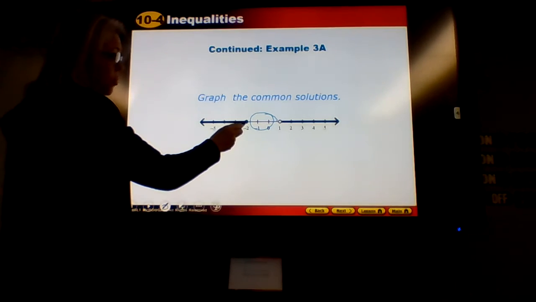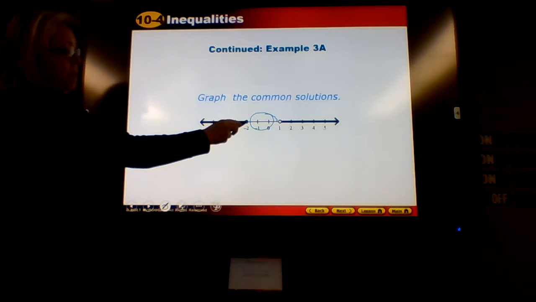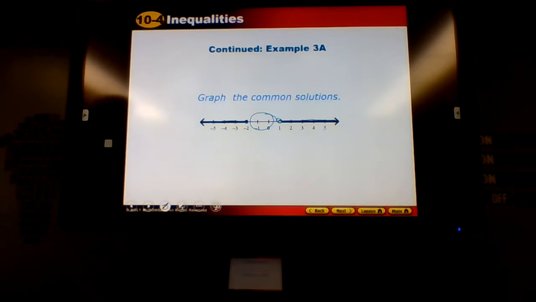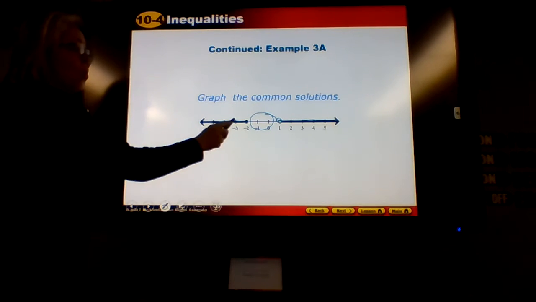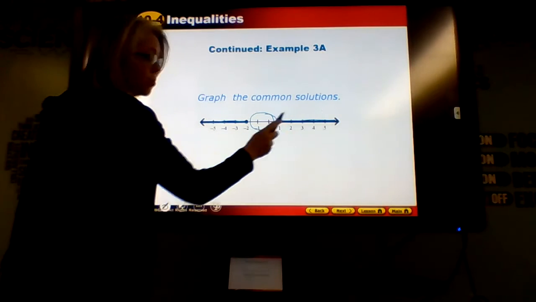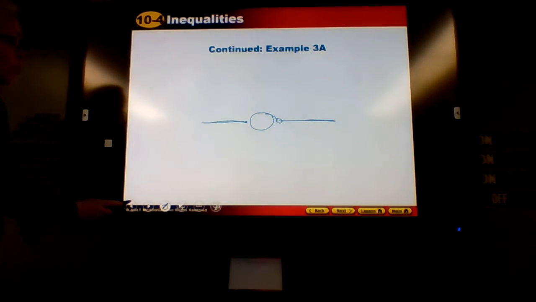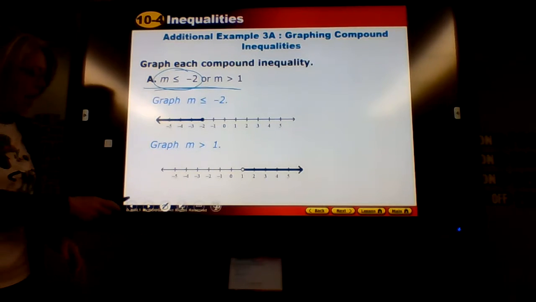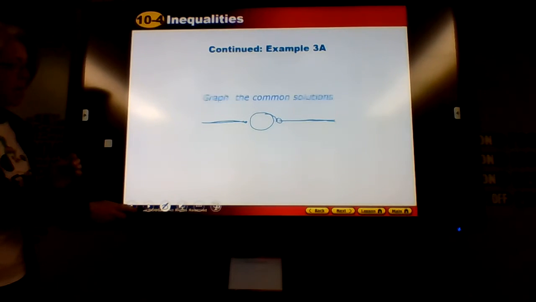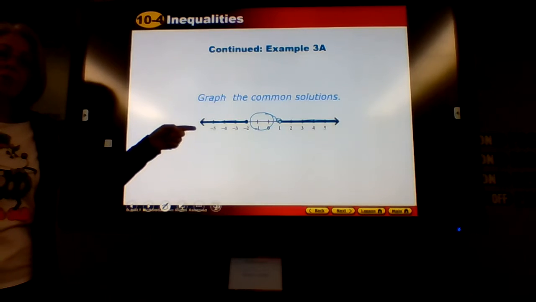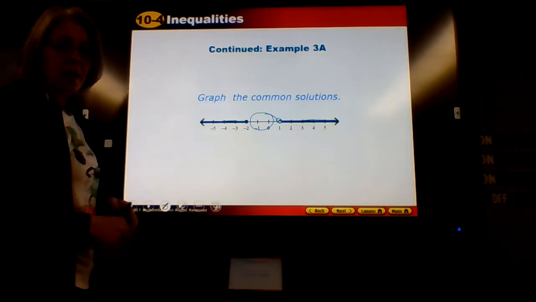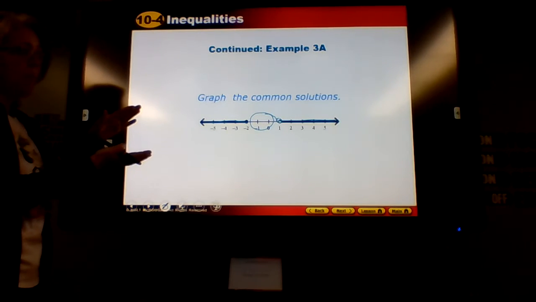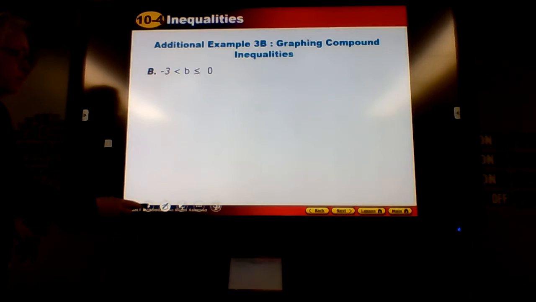So you have negative 2 to the left, and you have 1 to the right, and that's your solution for an OR inequality. OR inequalities are always going to have arrows that go in opposite directions. Now when you're doing your homework, you do not have to do them on two separate graphs and combine them. I am okay with you drawing an appropriate number line for both of them and just putting them on there together, okay? Doing them separately just helps you recognize how they interact with each other, okay?